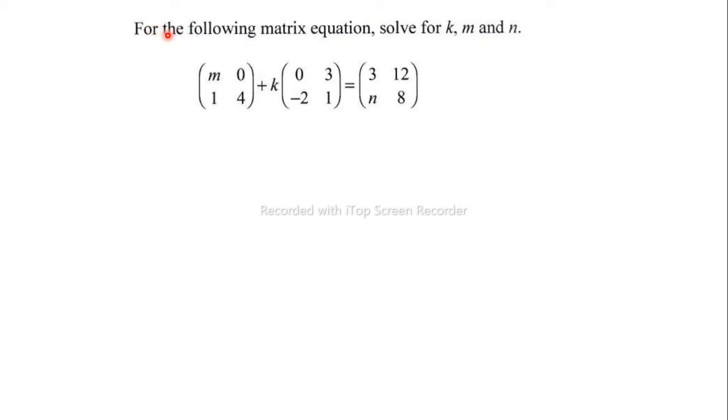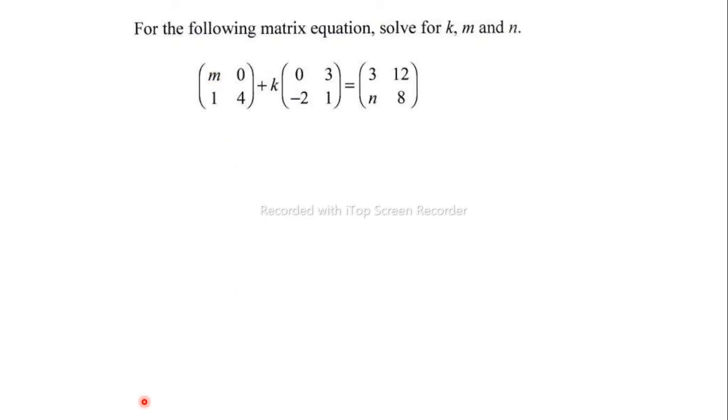Alright. So for the following matrix equation, solve for K, M, and N. What should K be? What should M be? What should N be? So this is a matrix. This is also a matrix, and this is also a matrix. We call these square matrices. Anyone can guess why we call them square matrices? There are four numbers, and you can see we could form a square.